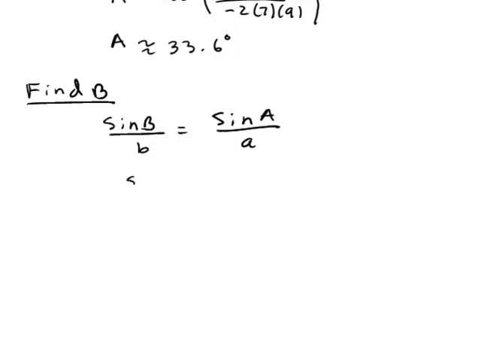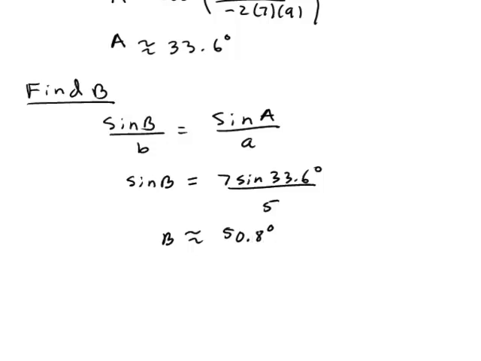Okay, so we have that the sine of B is equal to 7 times the sine of 33.6 degrees over side A, which was 5. And so now B is equal to the sine inverse of that. And so B is going to be approximately, let's see here, we run that into the calculator, we get approximately 50.8.